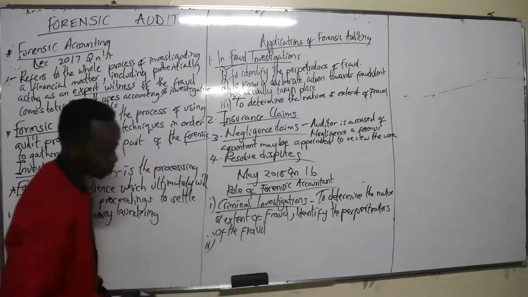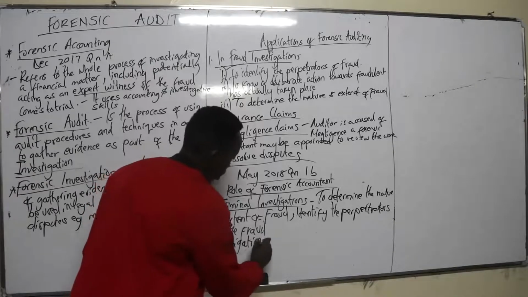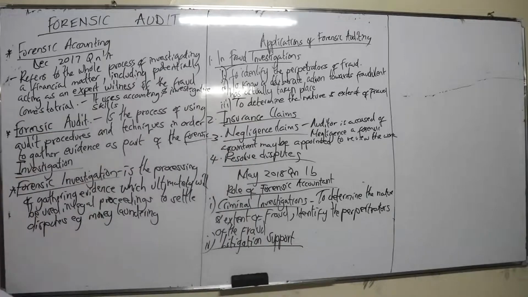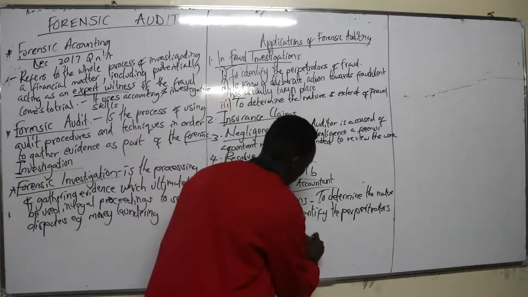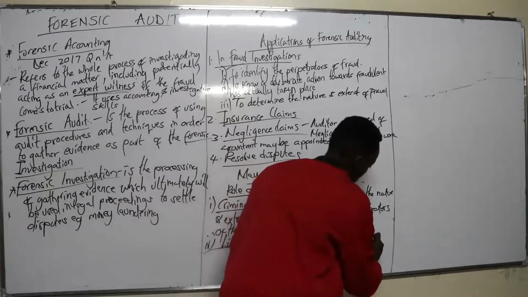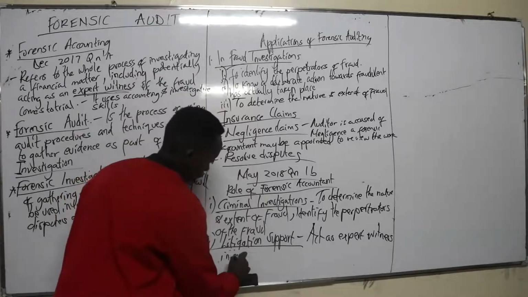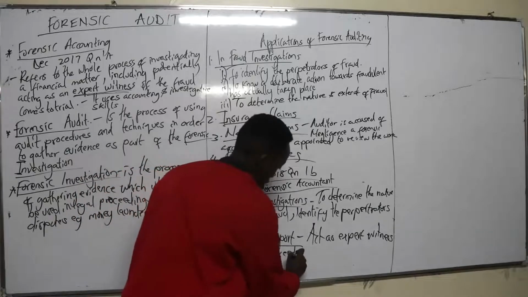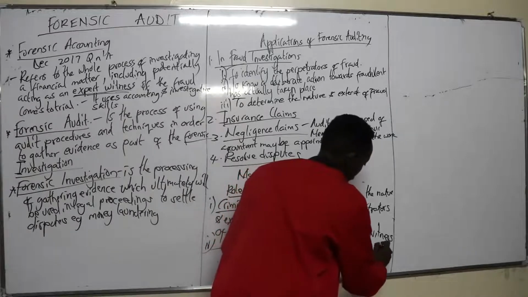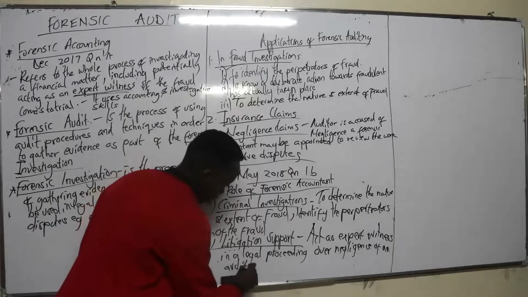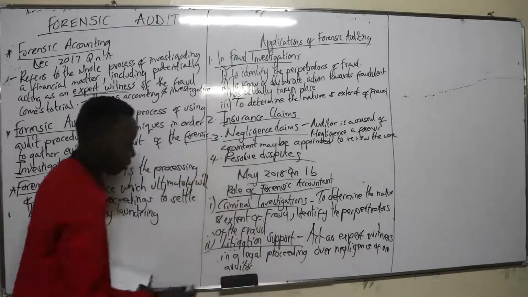And then the second one would have been in the case of litigation support. In this case, the role of the forensic accountant would be to act as an expert witness in a legal proceeding over negligence of an auditor. We have said that he conducts an investigation into the work of the auditor under negligence claims. So he will act as an expert witness also as litigation support.